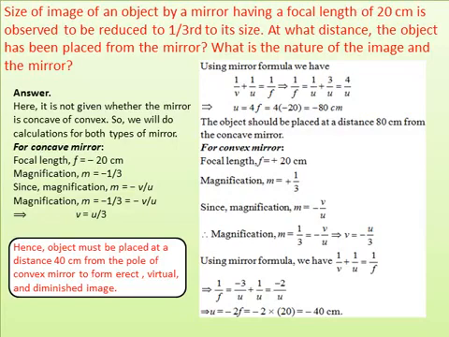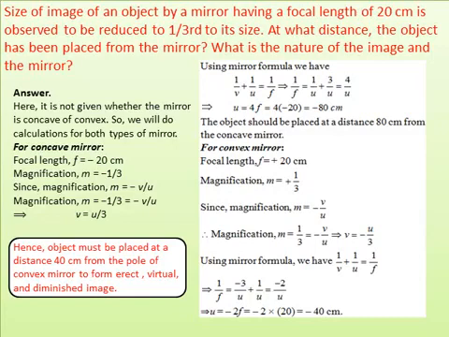The mirror formula says 1 by V plus 1 by U is equal to 1 by F. In the place of 1 by V, that is 1 by U by 3, that will be 3 by U. You substitute and find the value of U. U will be minus 80 centimeters. So, the object should be placed at a distance of 80 centimeter from the concave mirror.